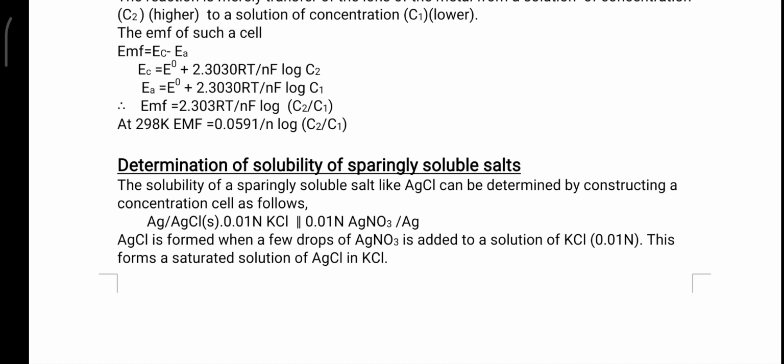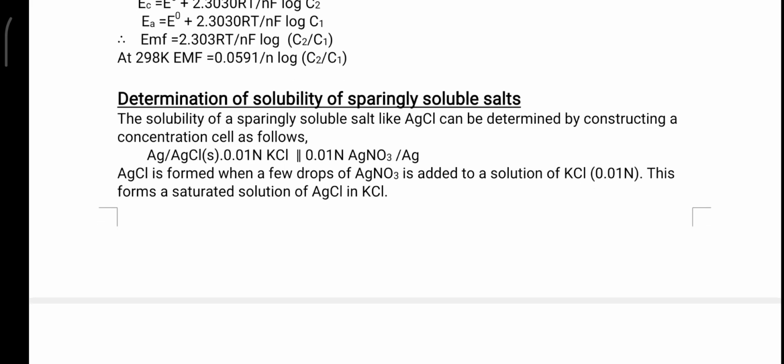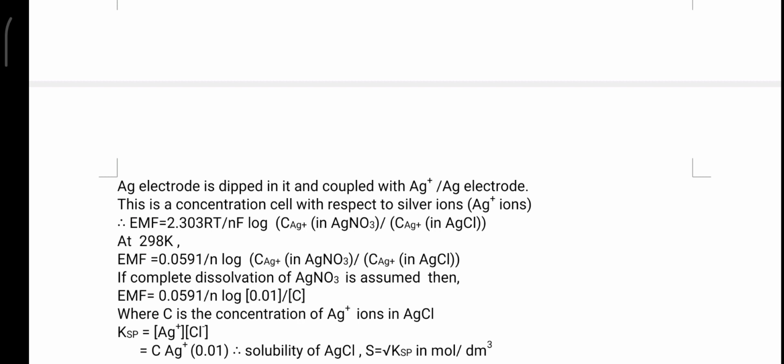Then in the second half cell, the solution contains 0.01 N silver nitrate in contact with the silver electrode. Here AgCl is freshly prepared just by adding a few drops of silver nitrate to a solution of potassium chloride. So this forms a saturated solution of AgCl in KCl. Here the silver electrode is dipped in it and coupled with the second half cell, that is silver ions in contact with the silver electrode. This is a concentration cell with respect to silver ions.